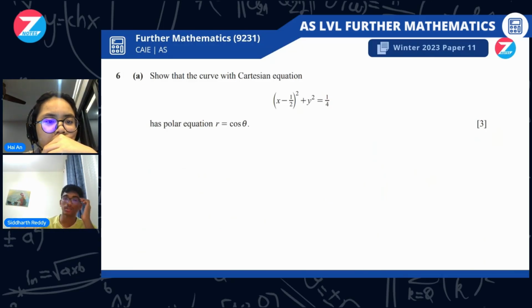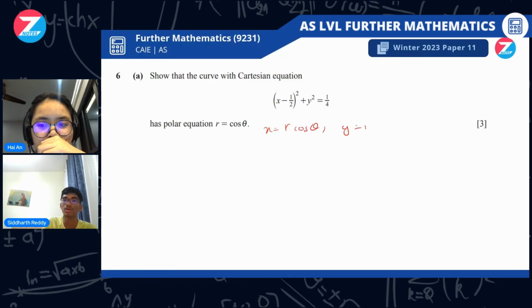Show that the curve with Cartesian equation (x minus 1 by 2) square plus y square is equal to 1 by 4 has polar equation r is equal to cos theta. So remember the golden equations. So x is equal to r cos theta and y is equal to r sine theta. Okay, and x square plus y square is equal to r square as well.